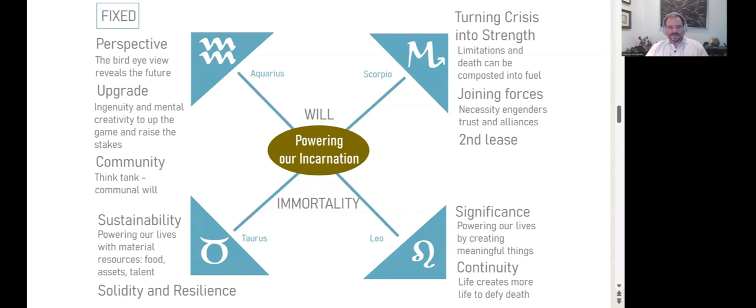Now, I spoke about the mythology of the fixed signs, because if you look at them, the fixed signs are actually representing the wheel of change. If you look at the tarot card, it's all the fixed signs. The wheel of change is, you'll see those symbols.